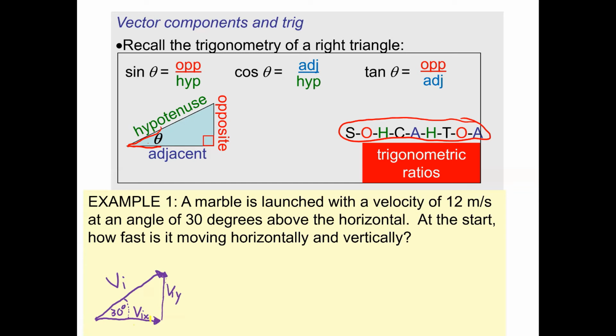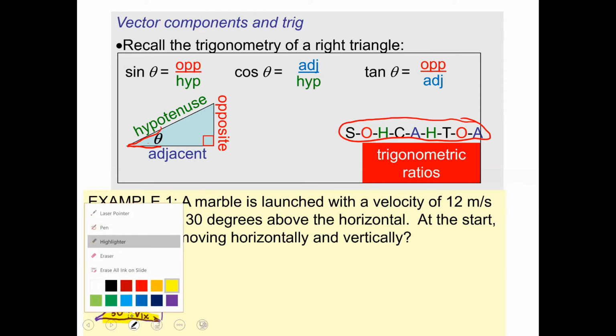Okay, so if I want to know what the length of this side is, I have to pair that with two things I already know. Well, I already know the angle, and I already know that the length of the hypotenuse, v sub I, is 12 meters per second, right? So I know the hypotenuse, and I need to know the adjacent, because that's next to the angle. So that's v sub ix, next to the angle.